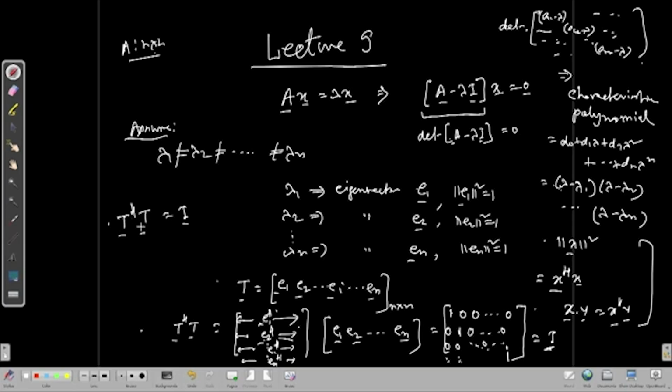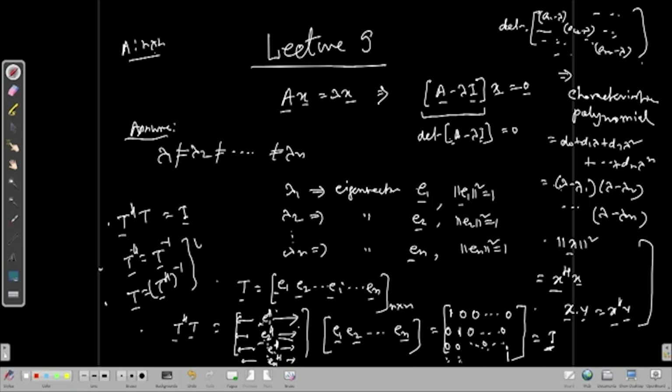I told you the other day, if A and B are two square matrices and their product is I, then one is the inverse of the other. That is, B is A inverse, so that B A is I, and A is B inverse, so that A B is I. They must be square, and the product should be I. Then one is the inverse of the other. Okay. So that means here TH is T inverse and T is TH inverse.